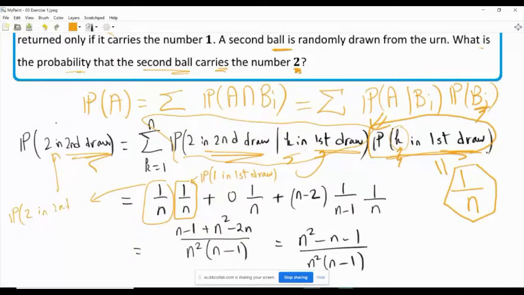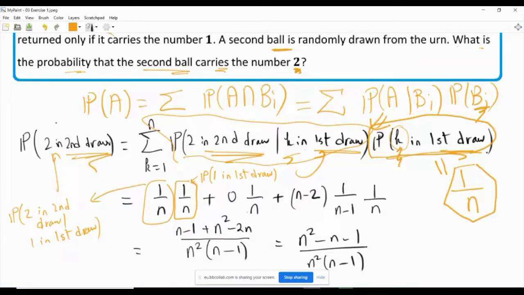This is the probability of 2 in the second row given 1 in the first row. In fact, if you get 1 in the first row, in the second row the probability of getting any number is 1 over n. And the reason is this step in the experiment, that if you get 1, you put it back. Okay, so that's the first term. This corresponds to k equals 1.